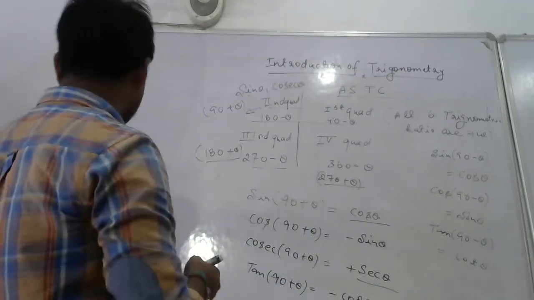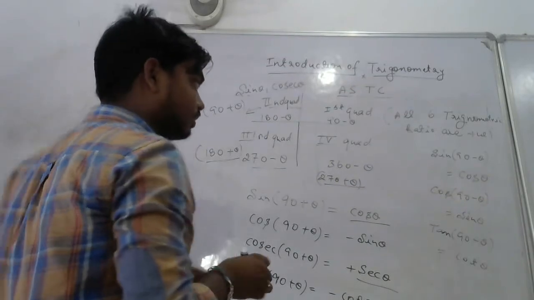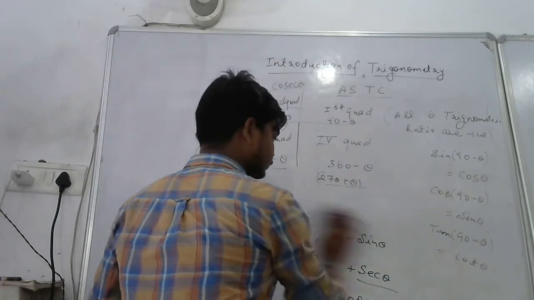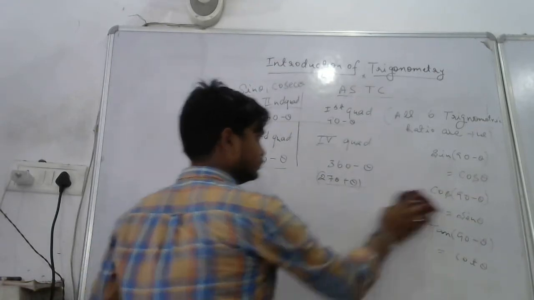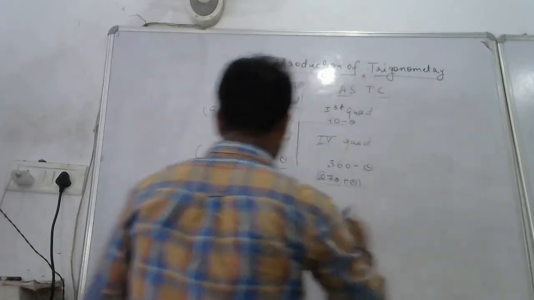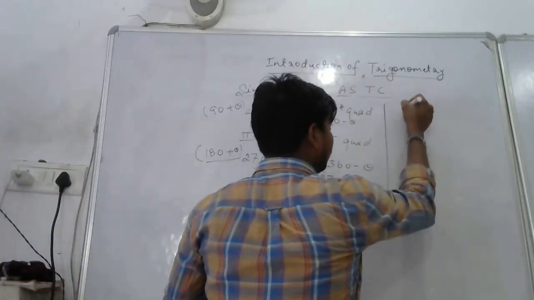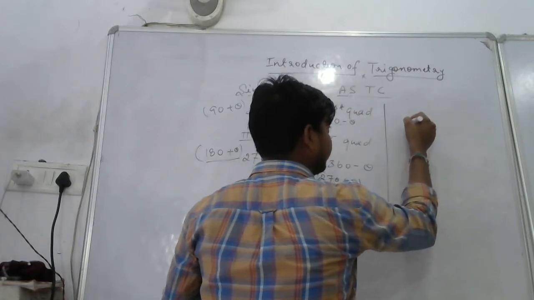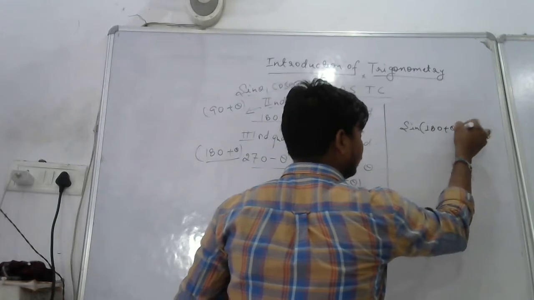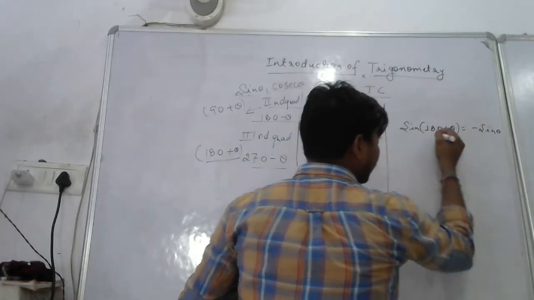Similarly, in the third quadrant only tan and cot are the positive terms. In the third quadrant, if I write sin(180 + theta), we write minus sin theta.